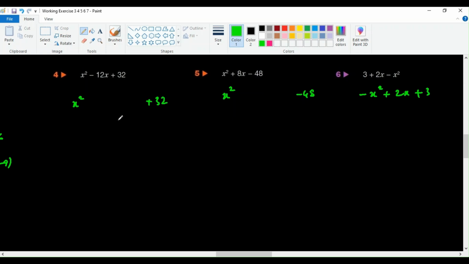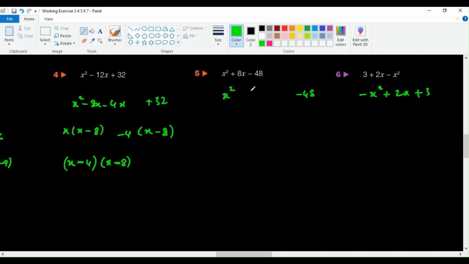We'll solve it later. And 32, how do we get 32? 4 and 8. So minus 8x and minus 4x gives us a minus 12. So x minus 8 comes in one bracket, copy down like this, and minus 4 comes like this. So x minus 4 comes in one bracket, and x minus 8 comes in the next bracket. So this is the answer.